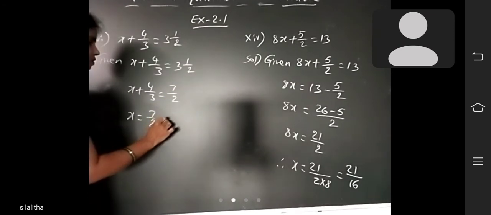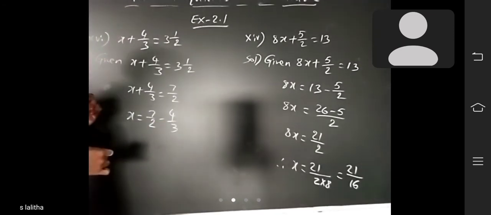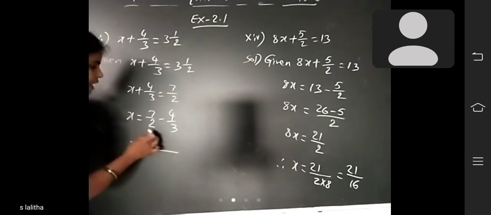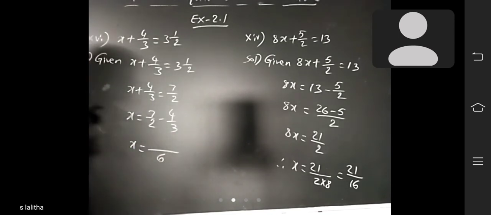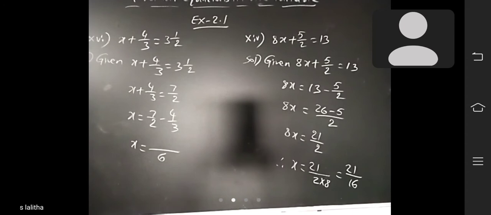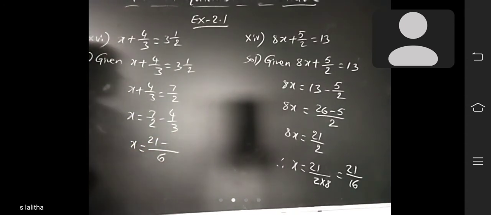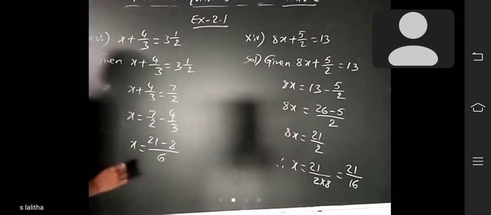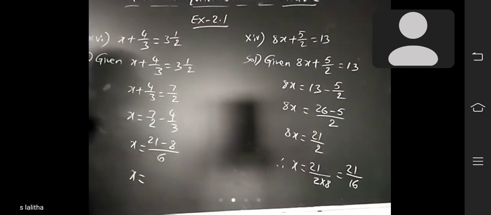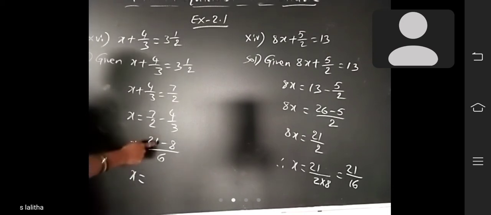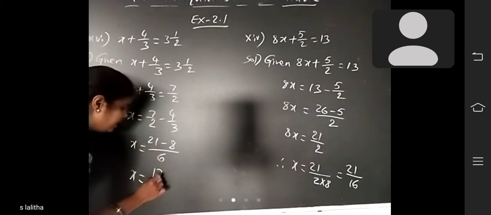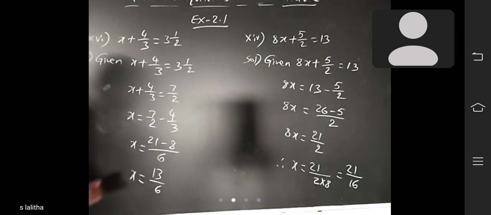If you transpose, what will become? Minus 4 by 3. So x is equal to, find the LCM for 2 and 3, which is 6. In the 2 table, how many times 6? 3 times. So 3 7s 21 minus, in the 3 table, how many times 6? 2 times. 2 4s 8. So x is equal to 21 minus 8. How much, children? 21 minus 8 is 13. 13 by 6. So what is the solution? x equal to 13 by 6 is the solution.